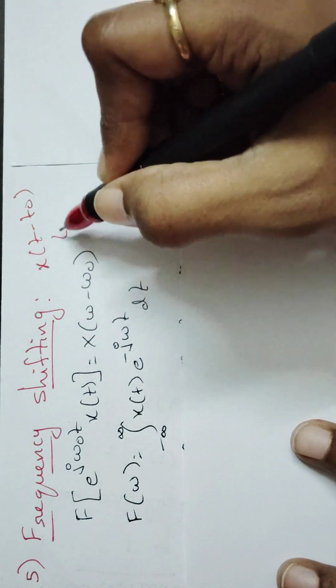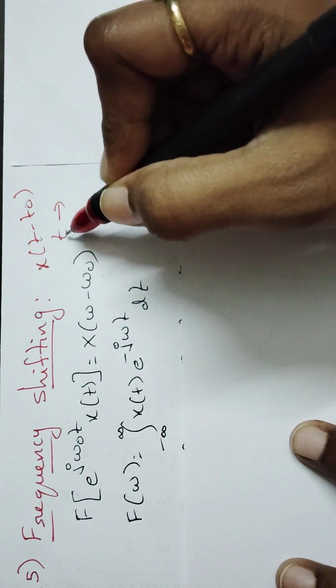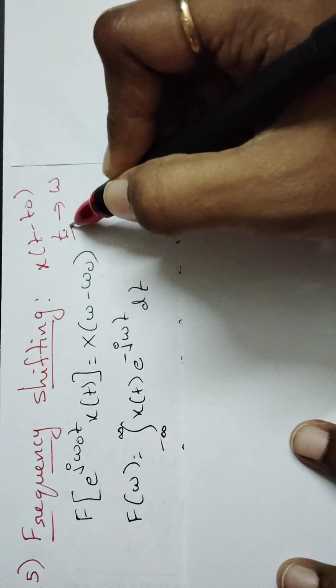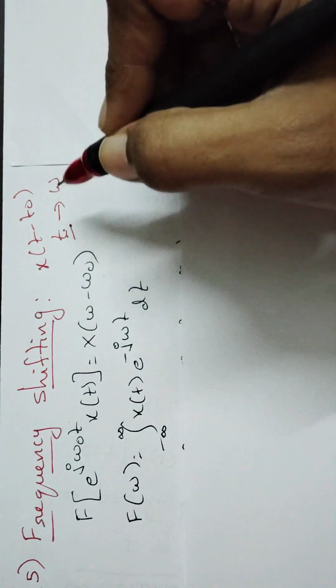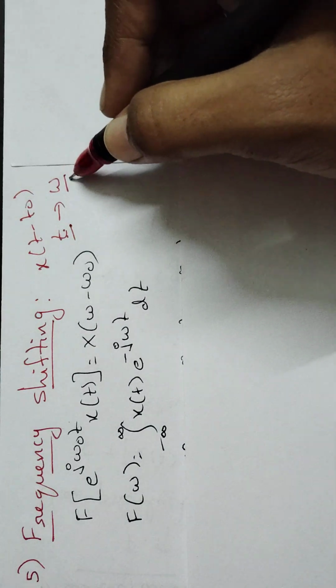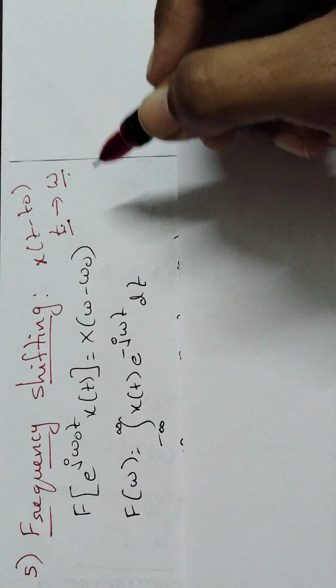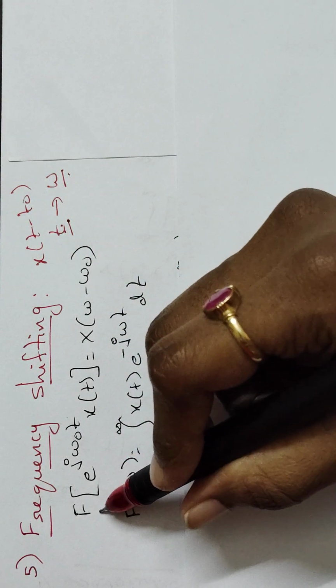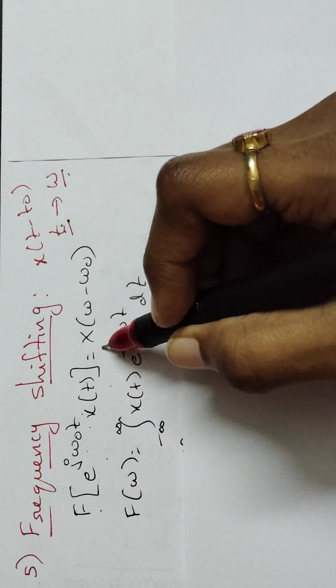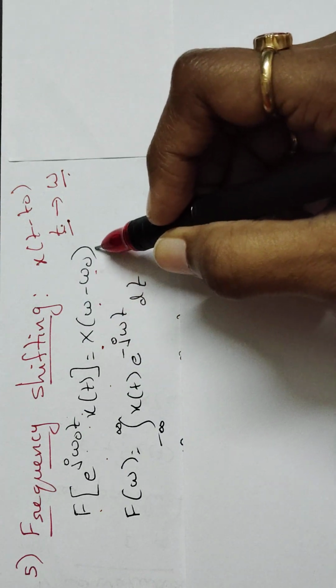I already told you the Fourier transform is nothing but converting from the time domain to the frequency domain. The time domain is represented as t and the frequency domain is represented as w, that is omega. Now here we have to shift the frequency, that is, the Fourier transform of e power j omega naught t x of t is equal to what? X of omega minus omega naught.